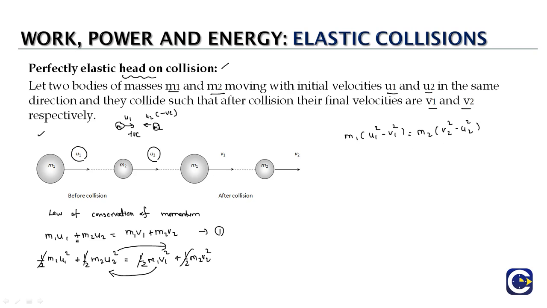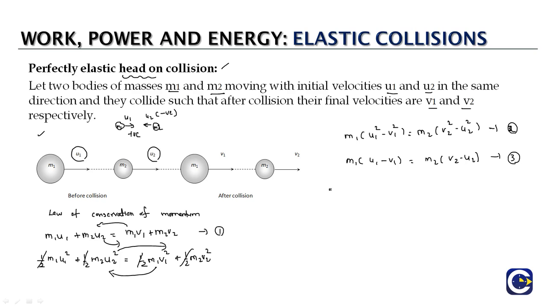The first equation can also be written by taking the values of m1 to one side and m2 to the other side. So if you rewrite the first equation, what we'll have is m1 into (u1 minus v1) will be equal to m2 into (v2 minus u2). Now let us call these equation 2 and equation 3.